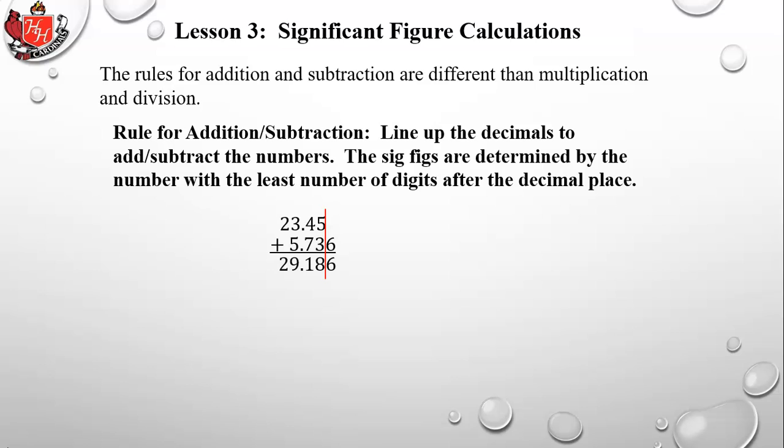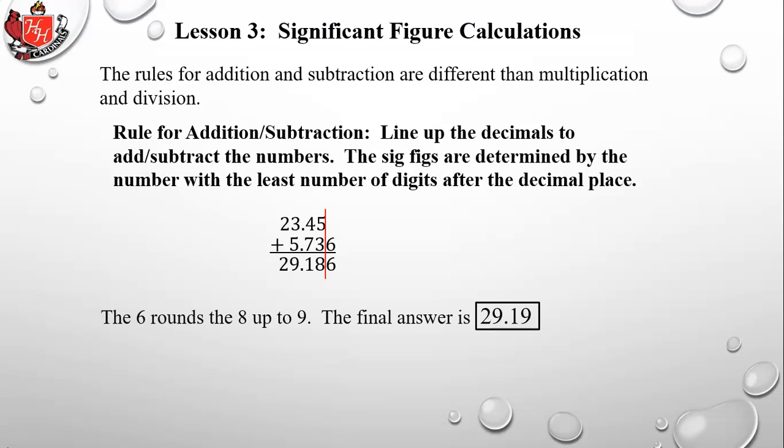So if you add them, you get this. But the number of significant figures is limited to the number of digits to the left of that red line. That would be the 29.18. However, that last 6 is still a rounding digit. Remember, in all cases, whenever you're doing this, the digit that comes after the last significant figure is the one that's going to be used for rounding. So in this case, the 6 rounds the 8 up to a 9. The final answer is 29.19. So again, completely different rules for addition and subtraction than there was for multiplication.